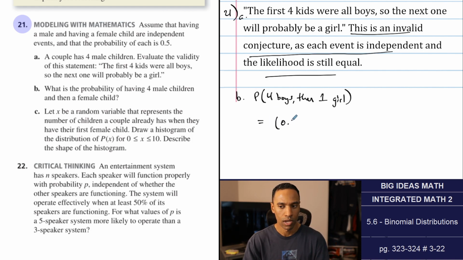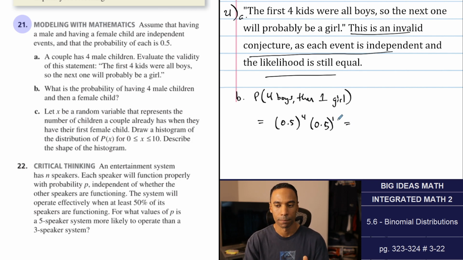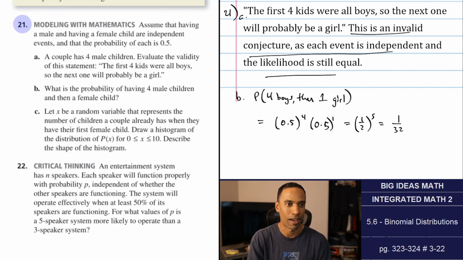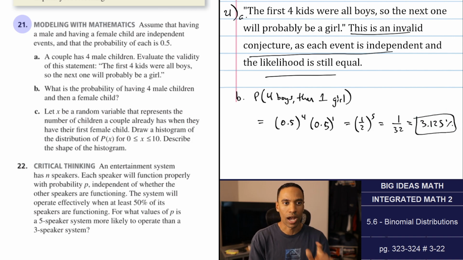We're just going to do 0.5 raised to the 4th power, having the 4 boys, and then having the 1 girl, 0.5 raised to the 1st power. There's no 5 choose 4 or whatever you want to say there. It's just this. So that's 0.5 to the 5th. This is 1/2 to the 5th power, which is 1 over 32. I can tell you it's going to be really close to like 3 or 4%. So 1 over 32, 0.03125, so 3.125%, if it's just that amount.